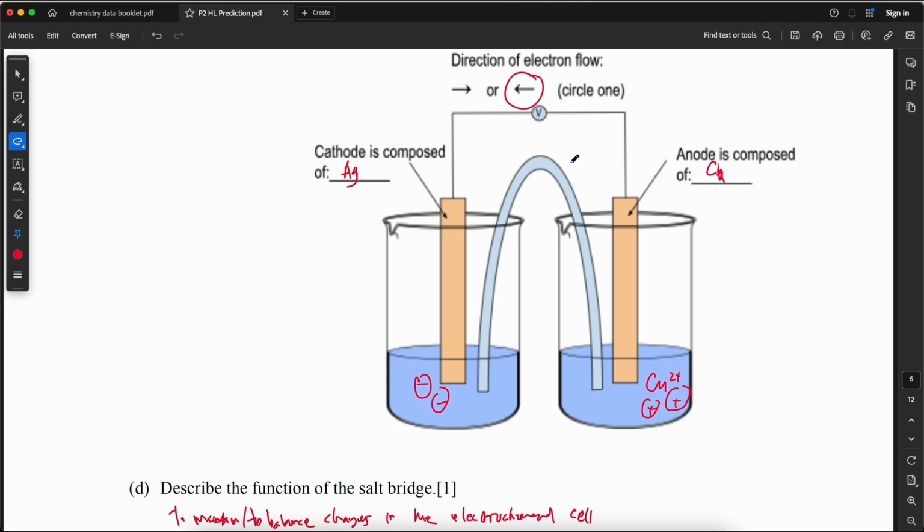So the salt bridge, which contains anion and cation, the anion will go towards here because here is 2 positive, and then cation will go towards here because this is 2 negative. So that's why the function of the salt bridge is to balance the charge in the electrochemical cell.